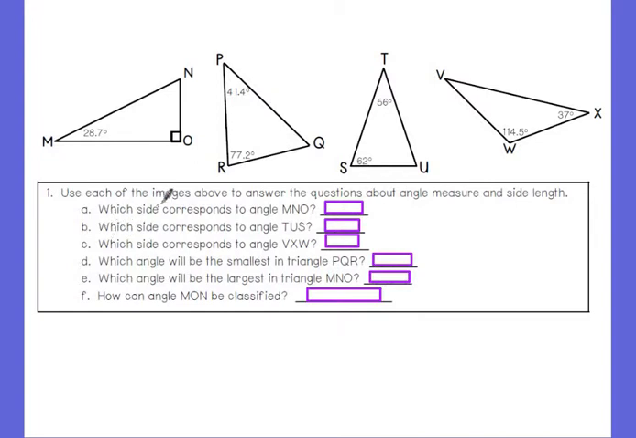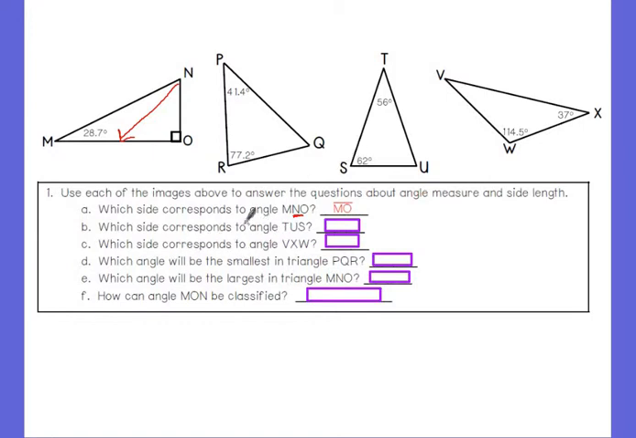Okay, A says which side corresponds to angle MNO. So I'm looking at triangle MNO, and it asks what side corresponds to it. Well, I see N is in the middle, so I need to find its corresponding side. N is the angle I'm looking at. I need to find the line across from it. So that would have to be MO or OM. And the line on top indicates that I'm talking about a line segment.